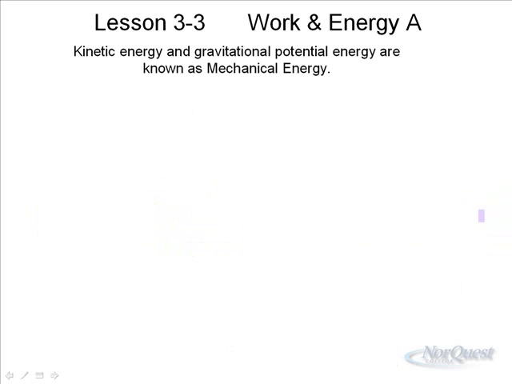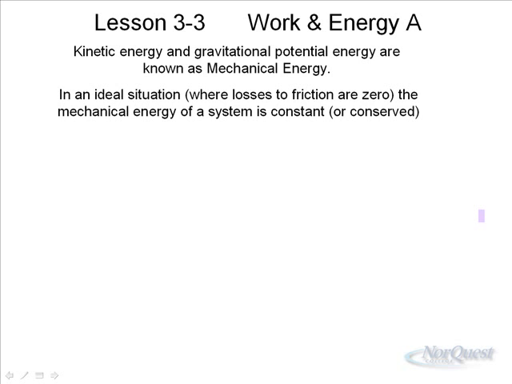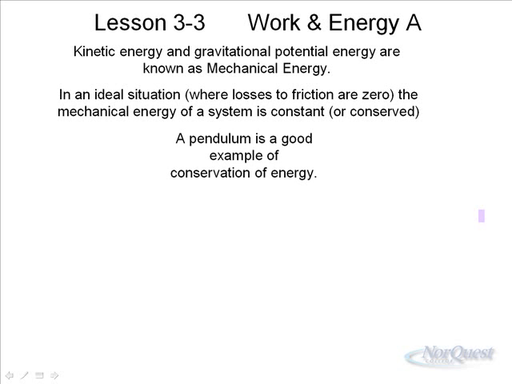So we've learned a little bit about kinetic energy and gravitational potential energy. They are known together as mechanical energy. And in an ideal situation where there is no friction, the mechanical energy of a system is constant. Of course, when you have something like friction, you might start off with a whole bunch of potential energy, but as it loses it to friction, it may lose some of its mechanical energy, because not all of its potential is turned into kinetic.